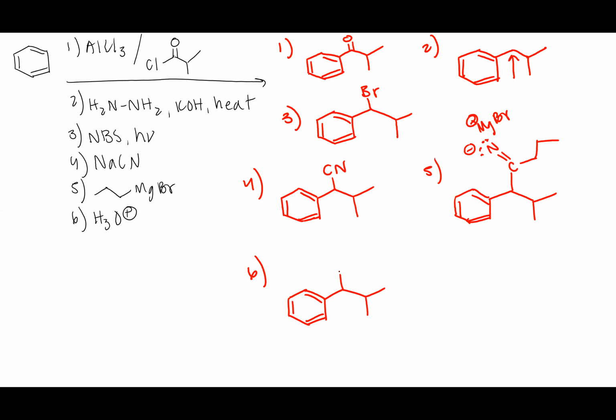So the key thing here is keeping track of your carbons. So remember to count this one. So here is your nitrile carbon. Here are the 3 carbons from the Grignard. And here's your ketone. Okay, any questions on this one?